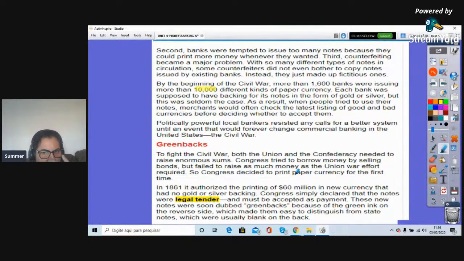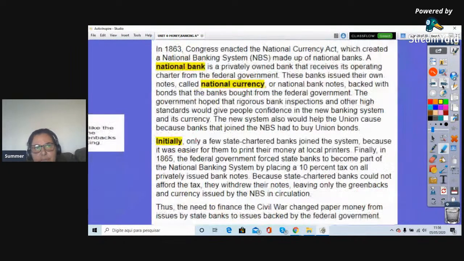Why were they called greenbacks? Because of the green ink on the reverse side of the money, which made them very easy to distinguish from the state notes printed by the banks, which were usually blank on the back.